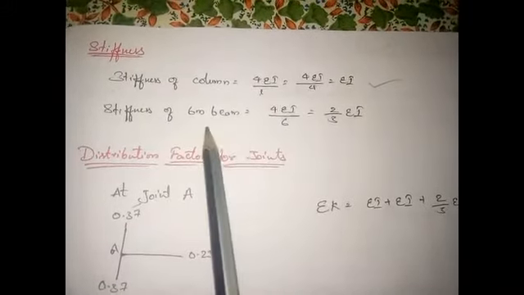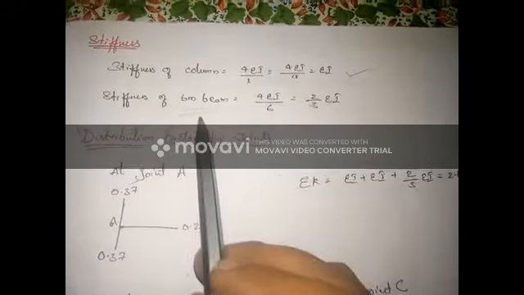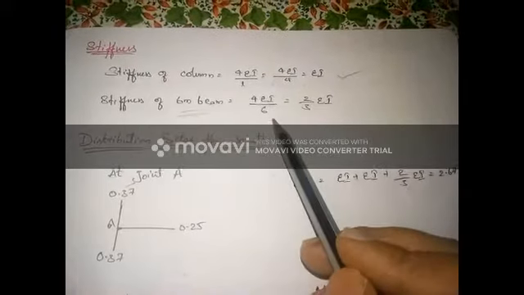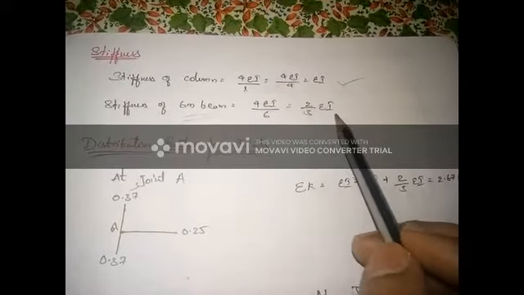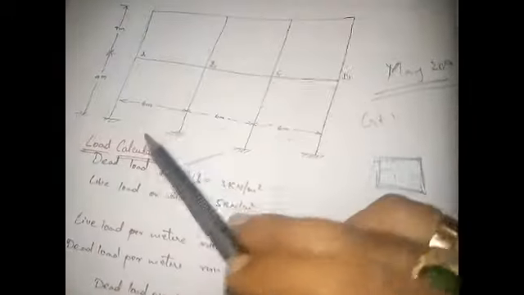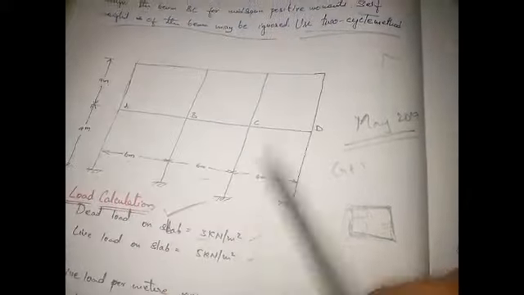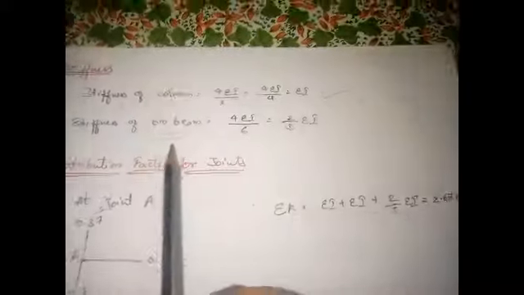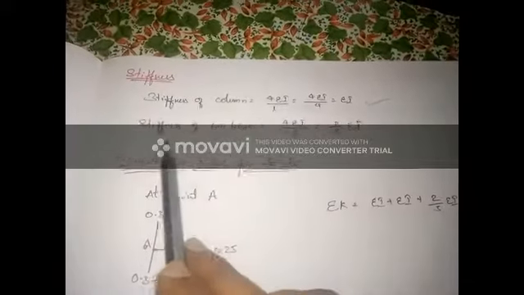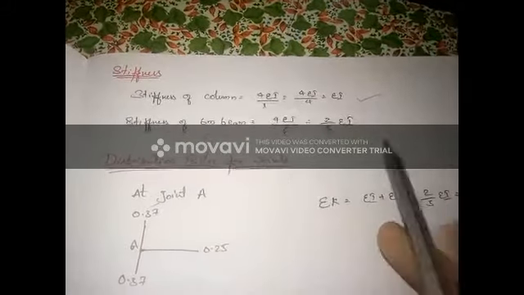Stiffness of beams is 6 meters. So for stiffness of span of 6 meters, it is 4 EI by 6, that is 2 by 3 into EI. Here all the beams are of same length. So 6 meters, 6 meters and 6 meters, that is why we will be considering all 6. If the beam spans are different, then the stiffnesses will vary.